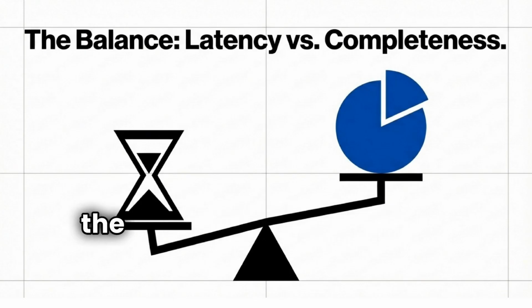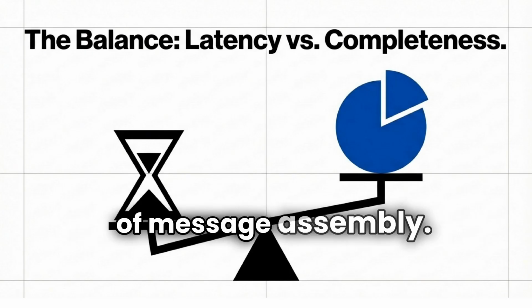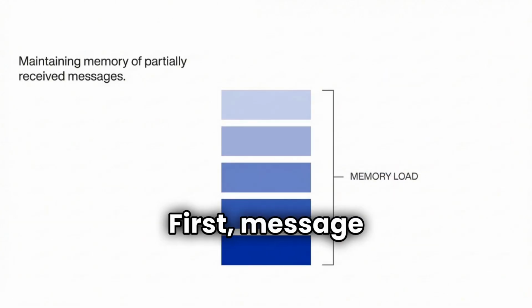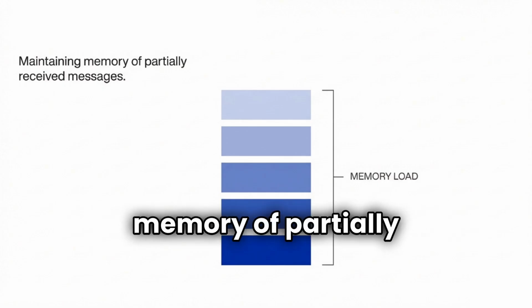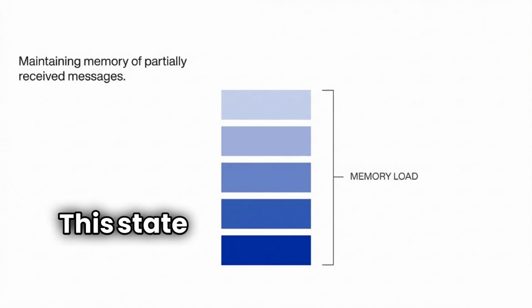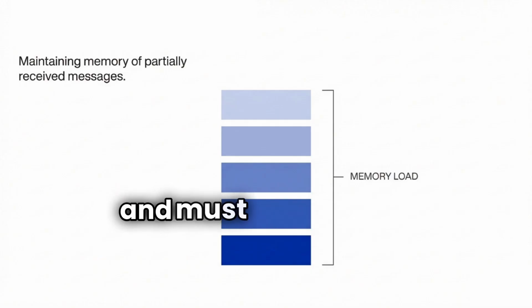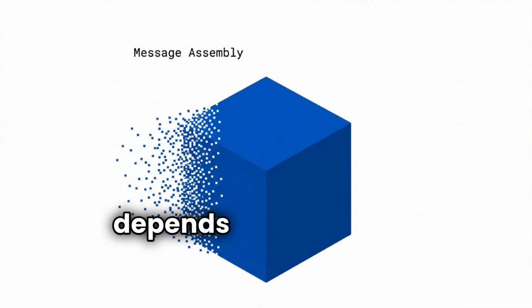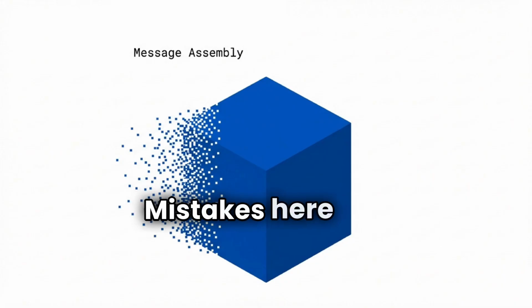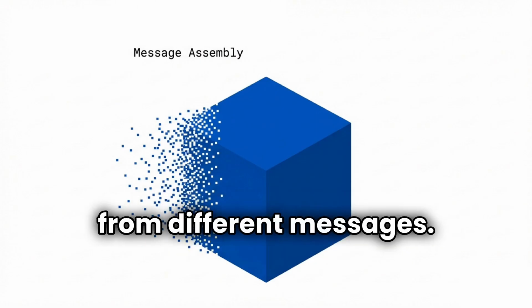Now let's examine the defining characteristics of message assembly. First, message assembly is stateful. The receiver must maintain memory of partially received messages. This state consumes resources and must be carefully managed. Second, message assembly depends on identifiers. Fragments must be correctly associated with their original message. Mistakes here can mix fragments from different messages.